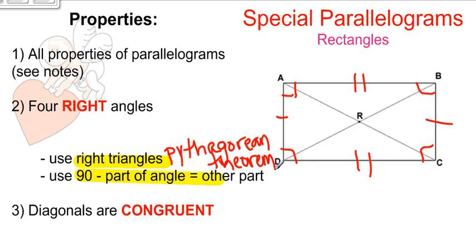Okay. And sometimes they'll want us to find part of the angle. So they'll tell us this part of the angle is 82 and ask us for that one. We know that the whole angle's 90, so we would just subtract 82 to get x, just like we would when we were doing complementary angles.